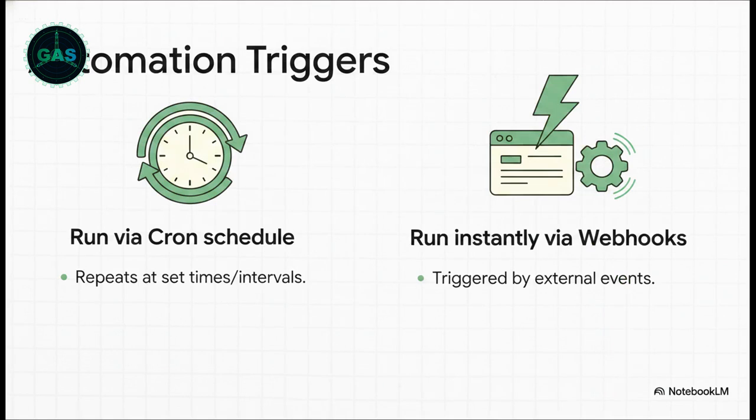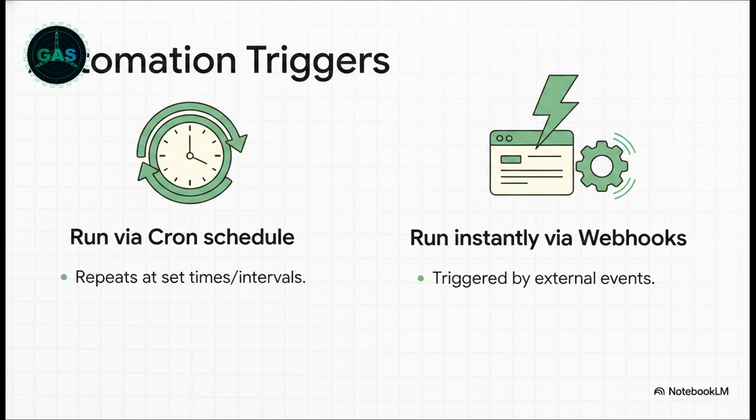Once it's up in the cloud, your automation just needs a trigger to wake it up. You basically have two main options here. Schedule triggers, often called cron jobs, allow your automation to run totally hands-free on a strict schedule. Think about generating a competitor analysis report every Monday at 6 a.m. sharp. Alternatively, webhook triggers allow your automation to run instantly based on a specific event.